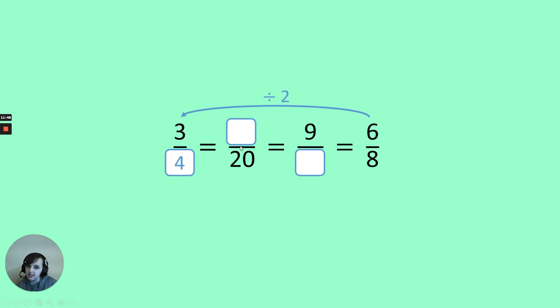Let's see if I can use that to help me with these middle ones. 4 goes into 20 5 times. 4 times 5 is 20. What we do on the bottom, we do on the top. 3 times 5 is 15.